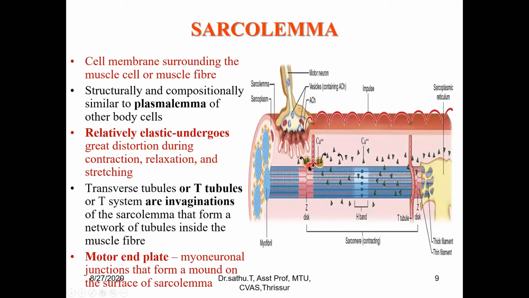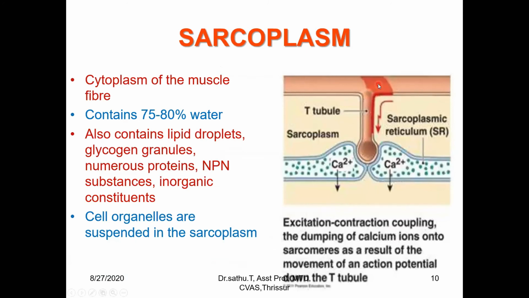sarcoplasmic reticulum. So what is the function of the sarcoplasmic reticulum? We have already discussed that in the previous lecture. The sarcoplasmic reticulum is the place where the calcium ion is stored. You can see here, through the T tubules the action potential will be coming, and once it comes to the sarcoplasmic reticulum, the permeability for the calcium will be increased and the calcium ions will rush into the sarcoplasm.